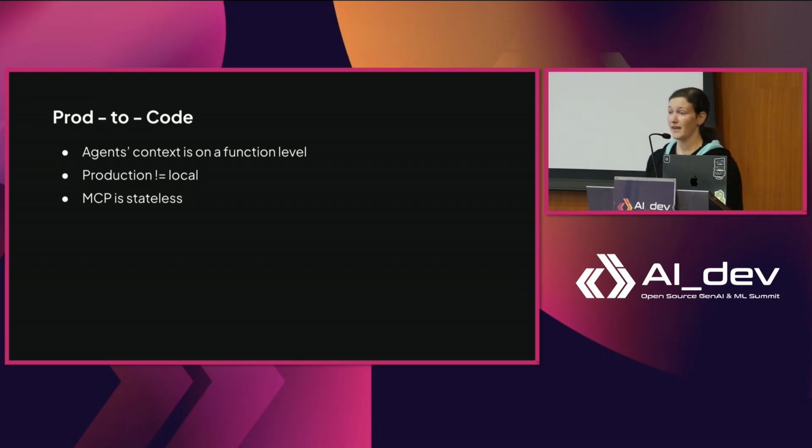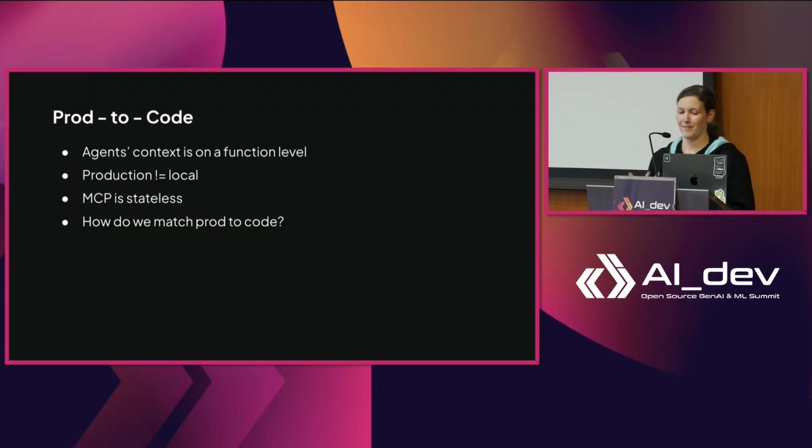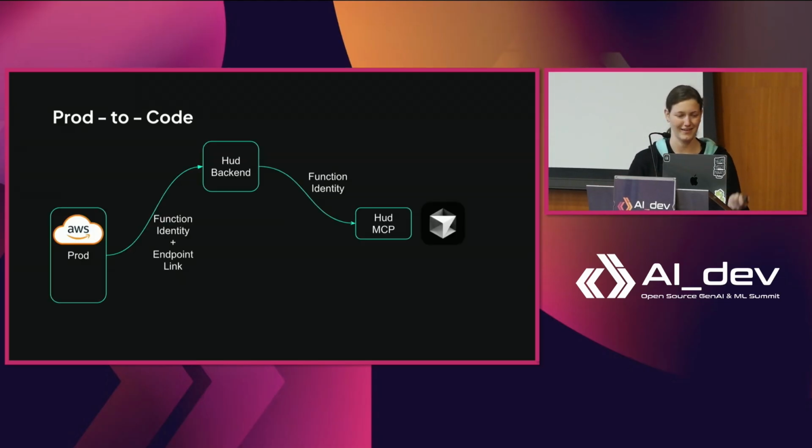And the MCP is stateless. So just being able to understand that this repo is the exact one that I'm trying to find is not a trivial ask either. So how can we match production to code? Great question. Great that you asked it.